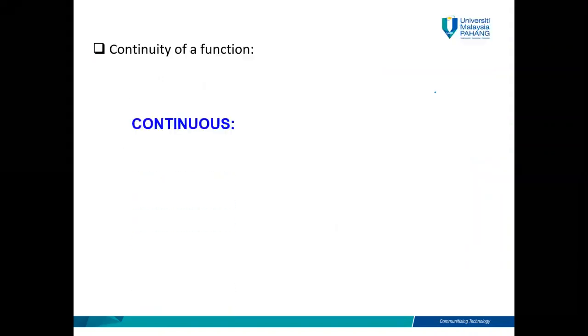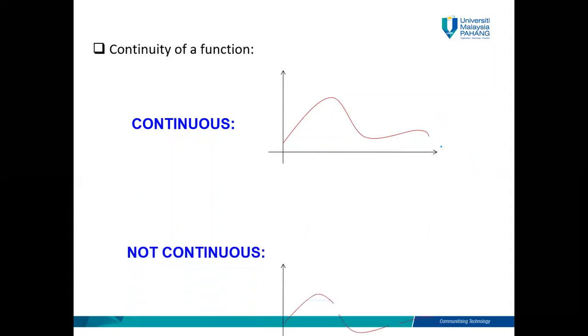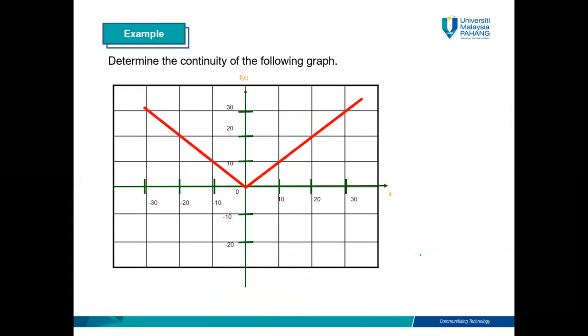Alright, so let's see continuity of a function. For continuous, like I said, if you draw a graph without lifting a pen, you can see, no need to lift the pen. For discontinuous, for example this one, to go from here to here you have to lift the pen, right? Right, that is a discontinuous. So let's see, determine the continuity of the following function.